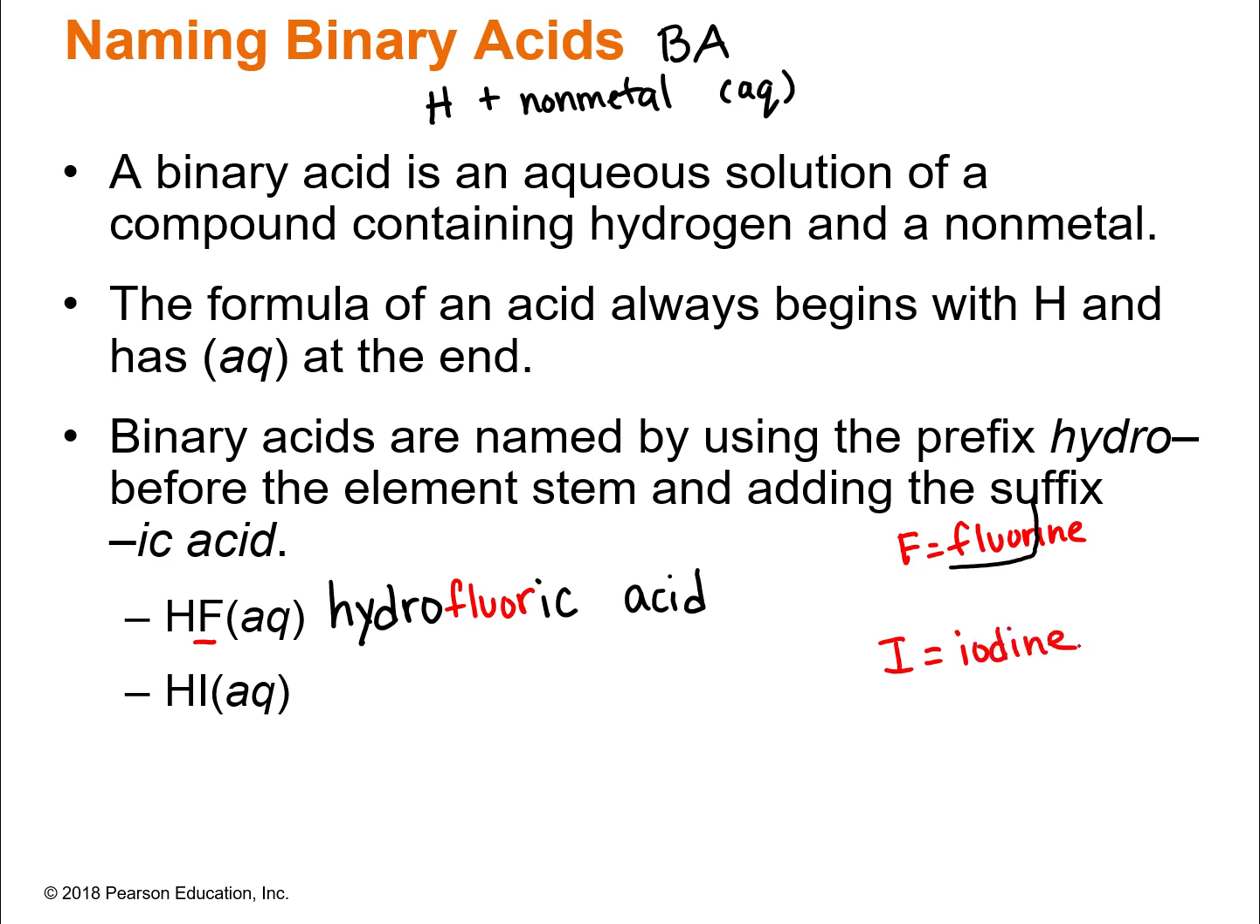I is iodine in the second one. We're going to use iode as our stem. When writing the name, hydro comes first for the hydrogen. Then we describe the nonmetal with its stem, iode. Then you add ic and the word acid: hydroiodic acid.